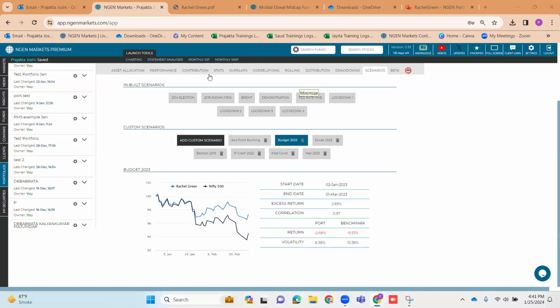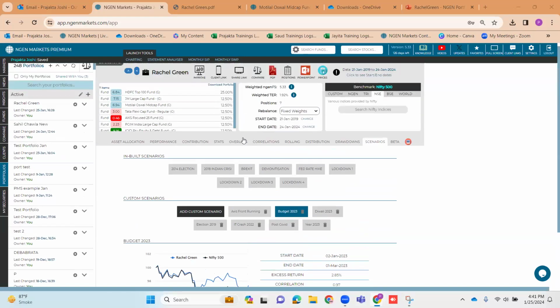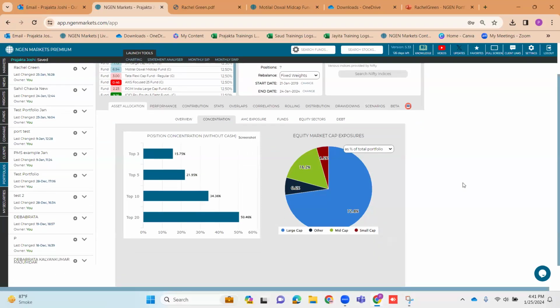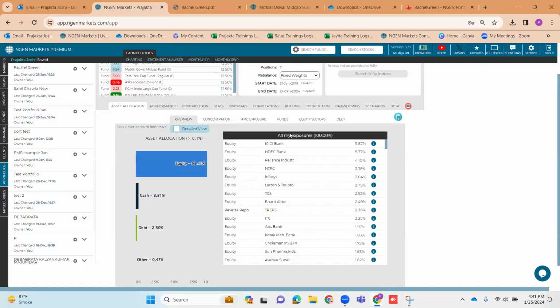Can we go back to the concentration side? Here we can see that 72% is in large cap, 16% in mid cap, and so on. I would appreciate it if you can give us an option wherein if I click this 72% area, all the stocks under it are shown over here, so that we can understand which large cap stocks are there. There is no way that we can differentiate what is large cap, mid cap, and small cap from this screen.